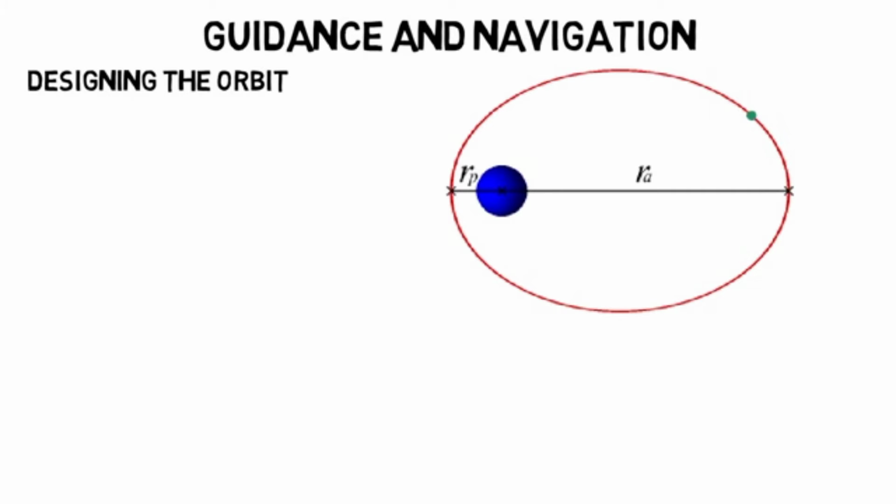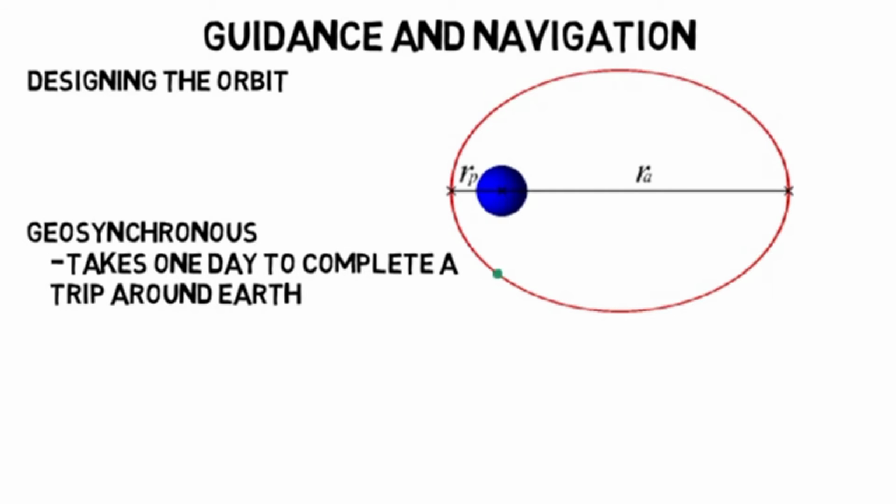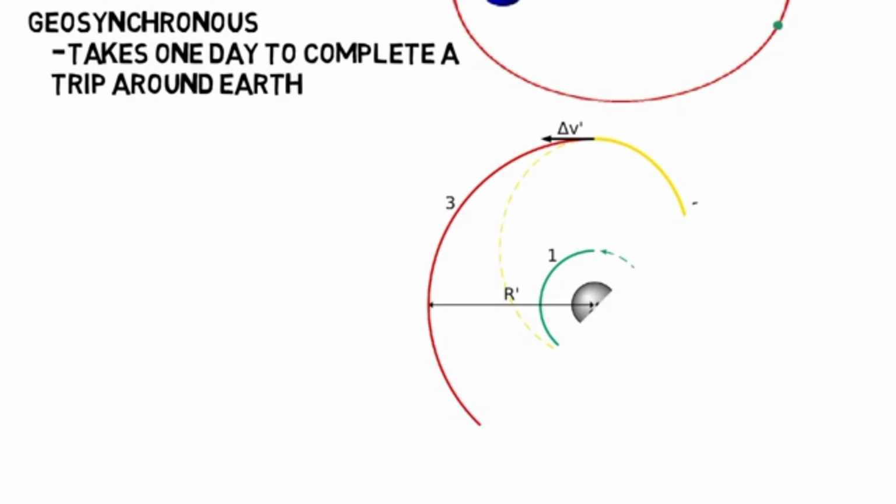Guidance and navigation is all about designing the orbit itself, or really just planning out the mission of how the spacecraft will travel. You may need the satellite to be geosynchronous, meaning it takes one day to complete a trip around Earth, so you gotta look at what shape orbit you should have. Or if at some point you just need to change between orbits, the team would have to determine how much change in velocity there needs to be to do so.